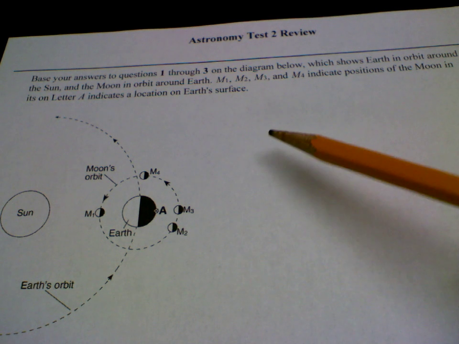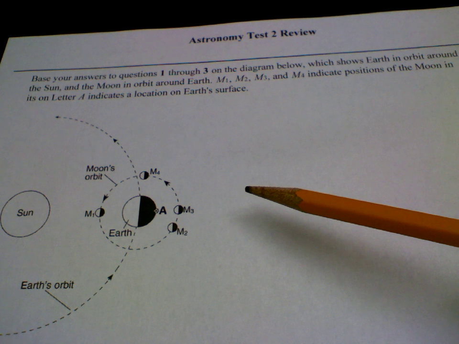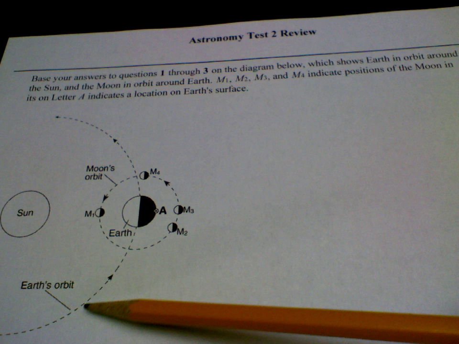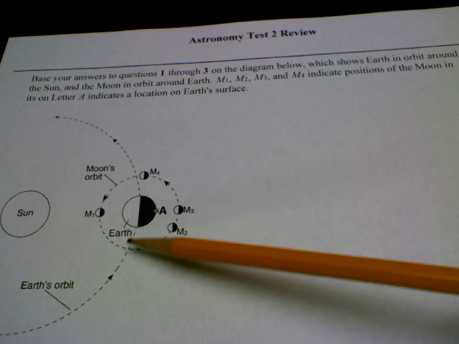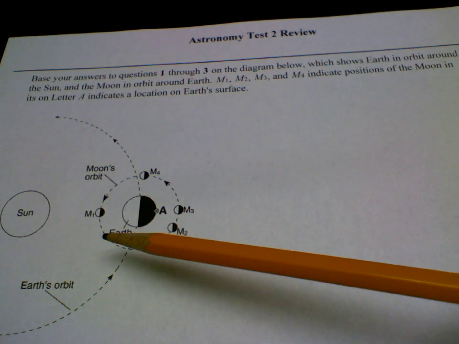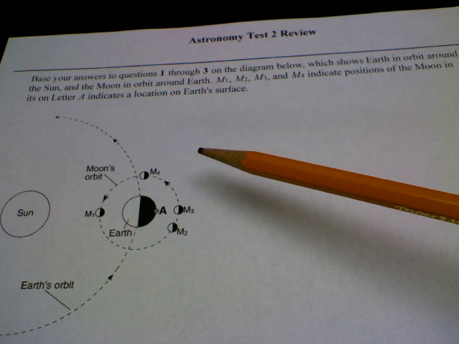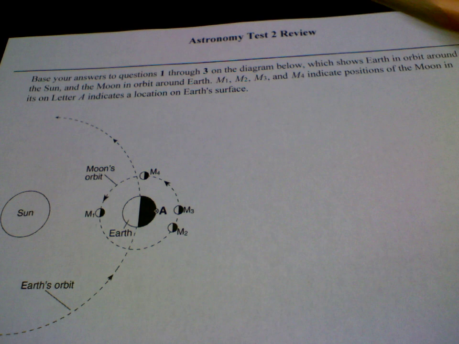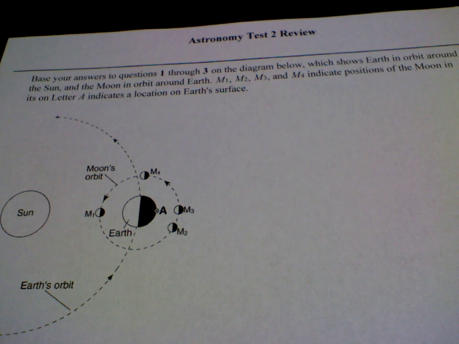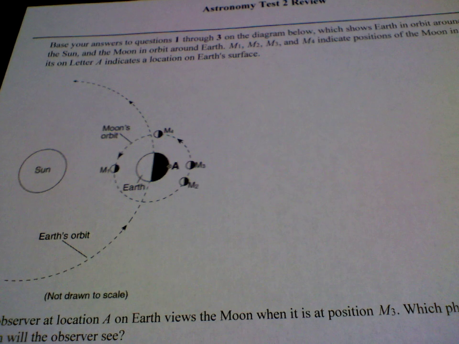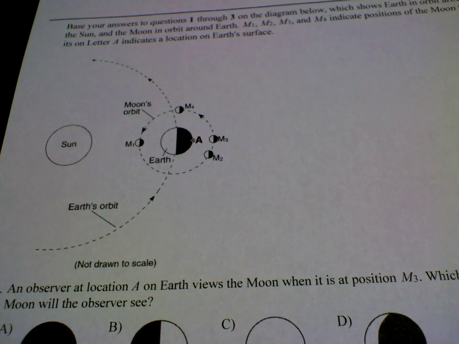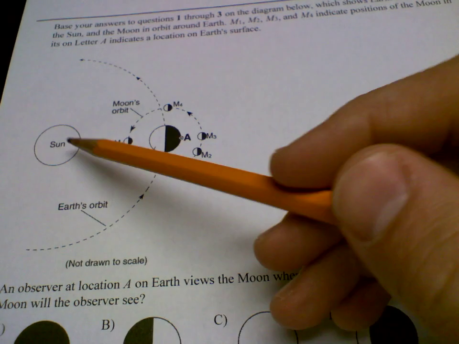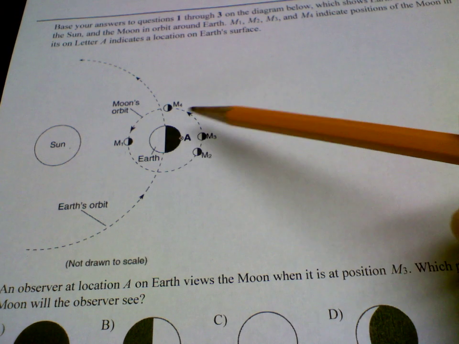So you have your classic group questions here, 1 through 3. They give you a picture, the sun, the earth going around the sun, and of course what goes around the earth is the moon. They give you 4 different positions of the moon: M1, M2, M3, and M4. So question 1 asks you, an observer at location A on Earth views the moon when it is at position M3. So you have the sun here, you have the Earth here, and here's the moon.